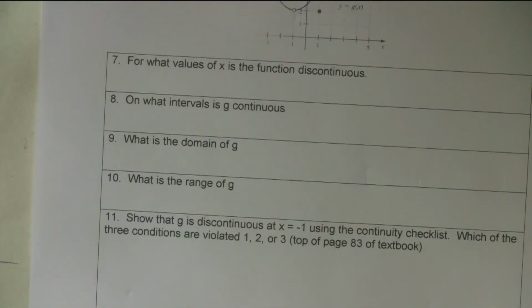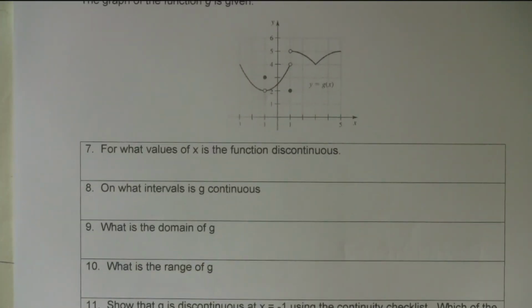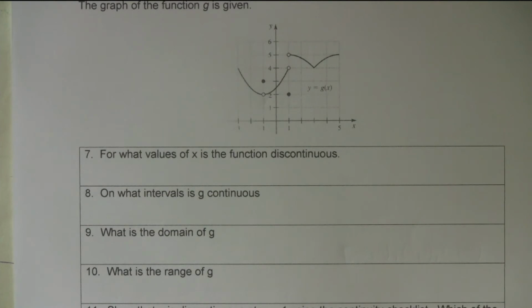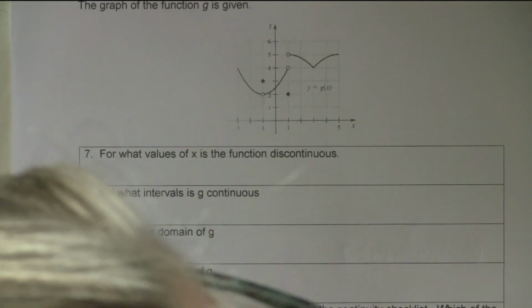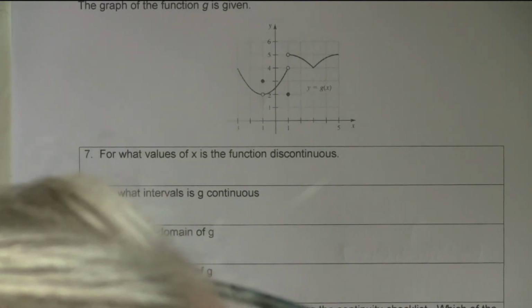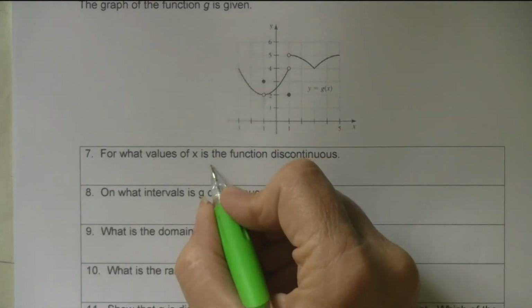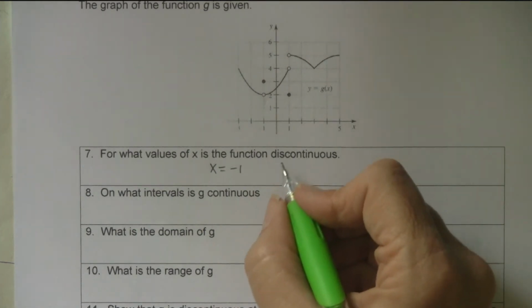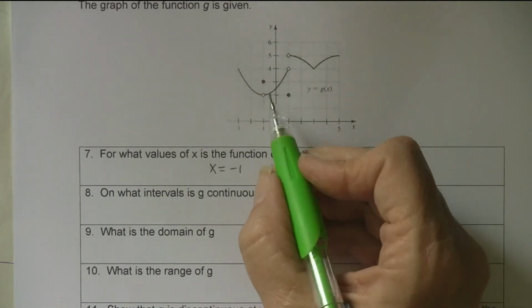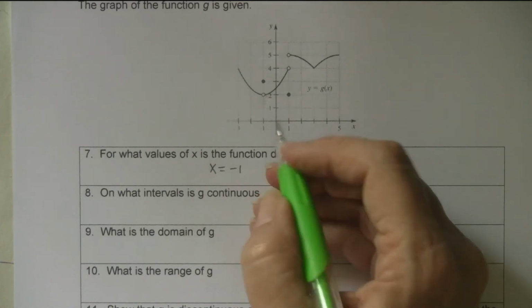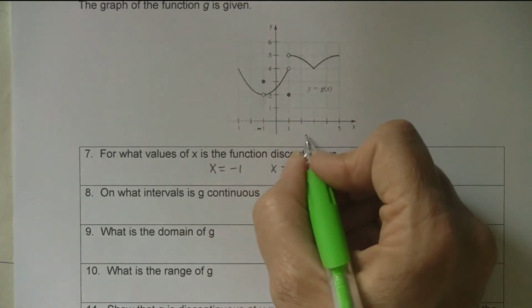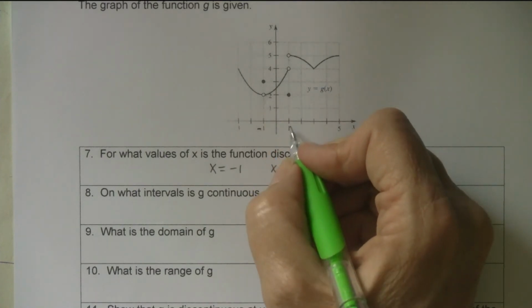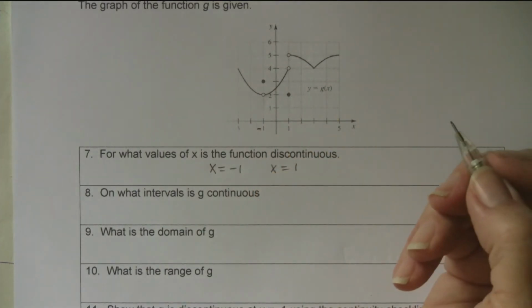And now we're off to number 7. It says, for what values of x is the function discontinuous? My graph is kind of blurry, and it looks like counting by 1. So we have a discontinuity at x equals -1, and we also have another discontinuity at x equals 1. We have a little hole in the graph at x equals -1, and we have a jump discontinuity here at 1, and no other discontinuities.